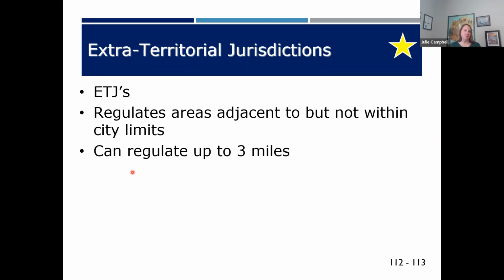Usually ETJs are determined by population. Think of suburbs, right? You're not big enough to have your own, but we still need some kind of control. We still need some kind of jurisdiction. And of course, you got to pay for that control and that jurisdiction. Other questions so far?